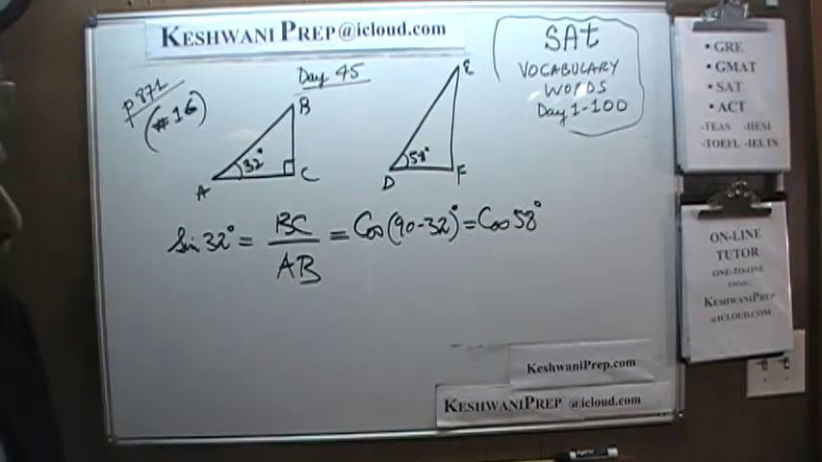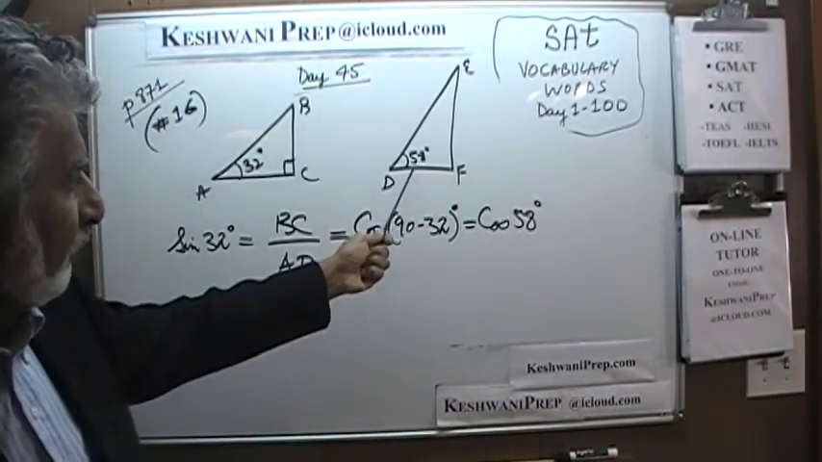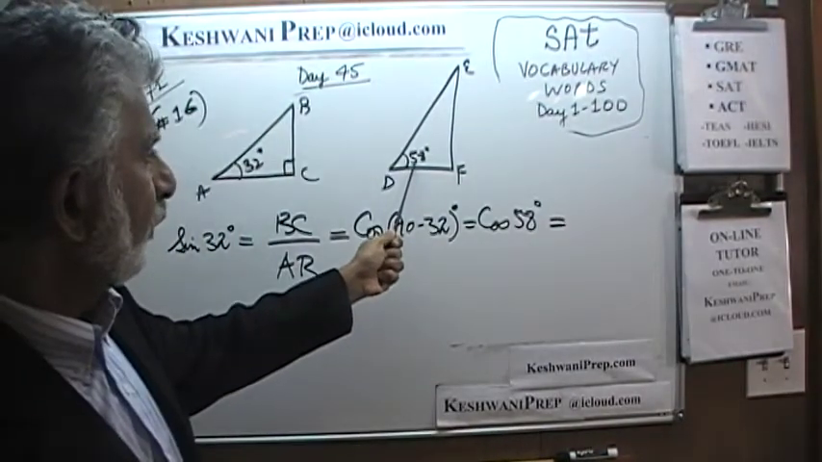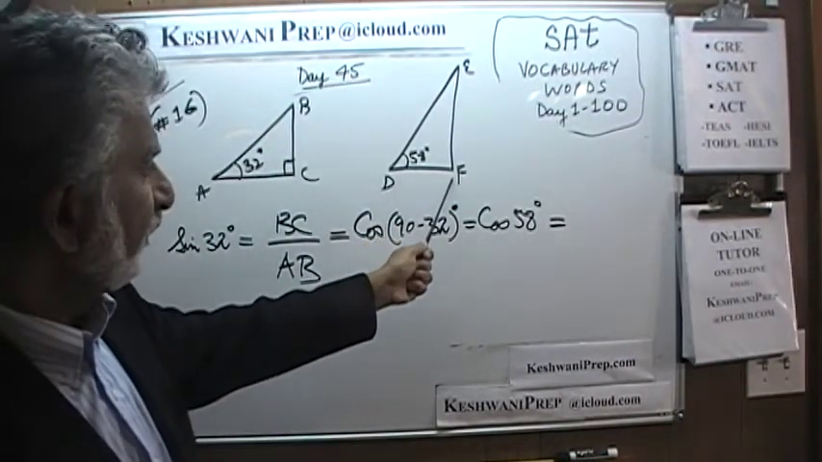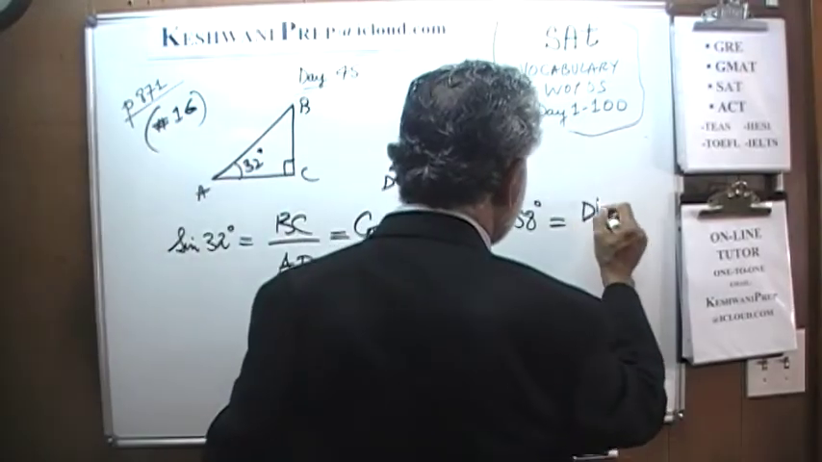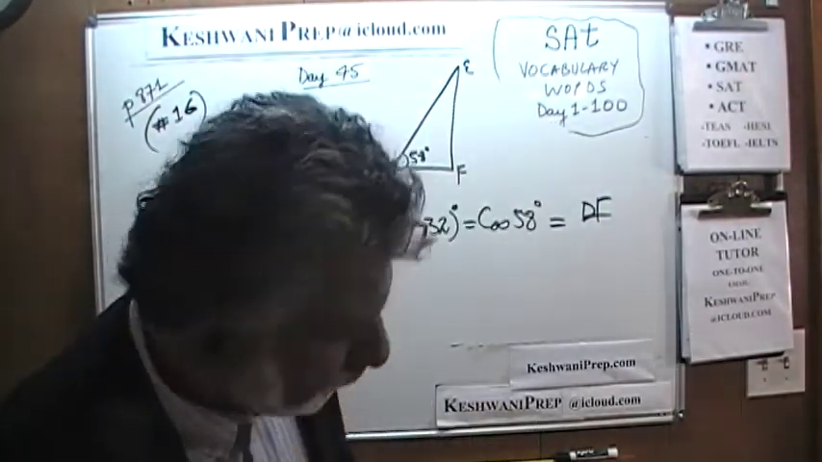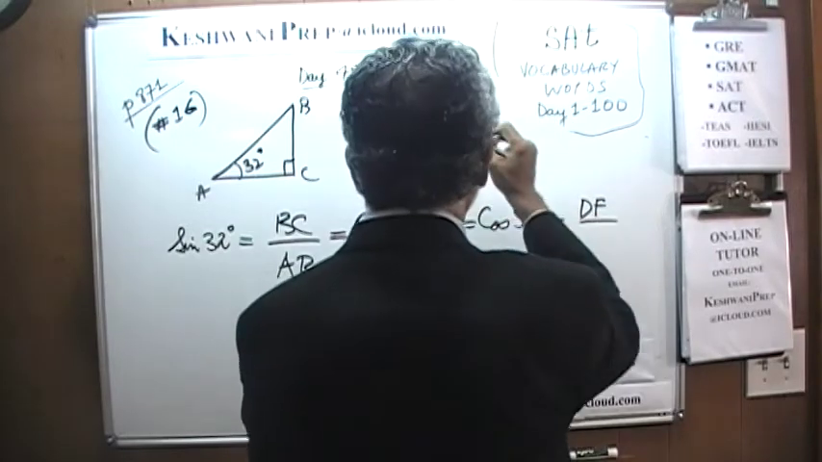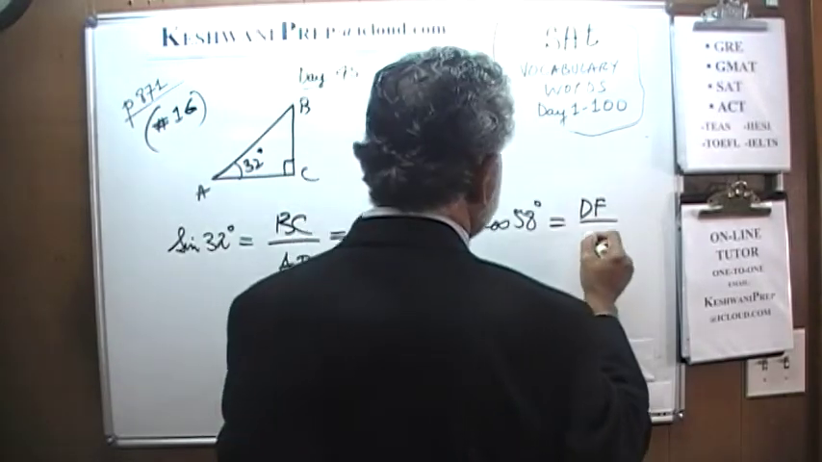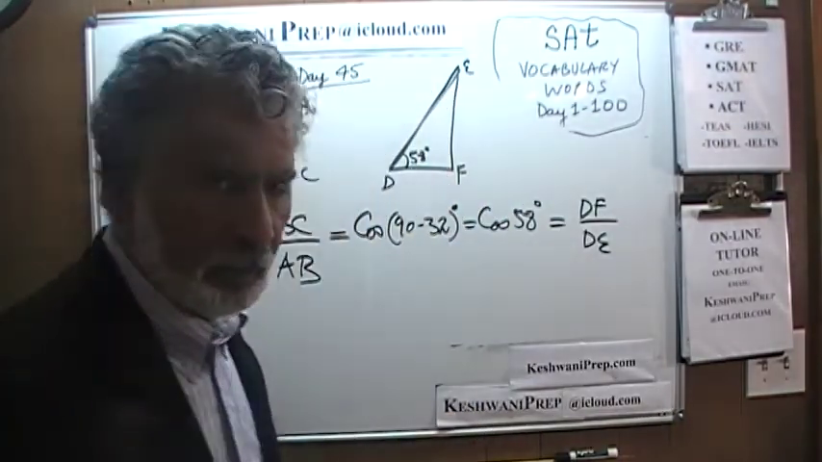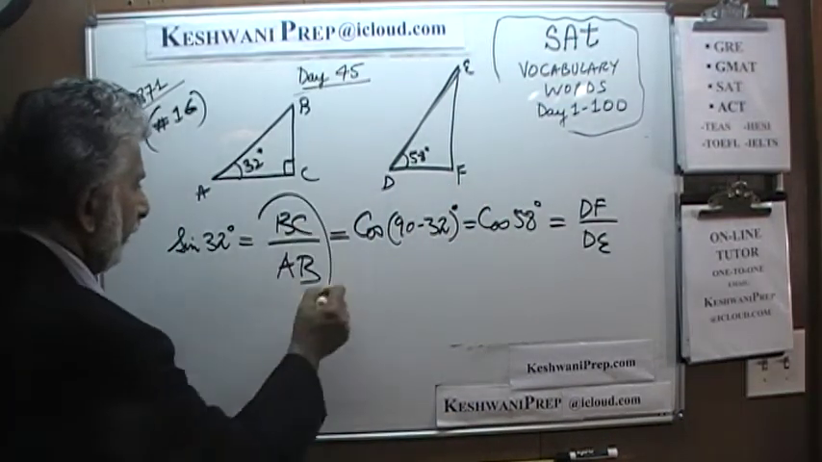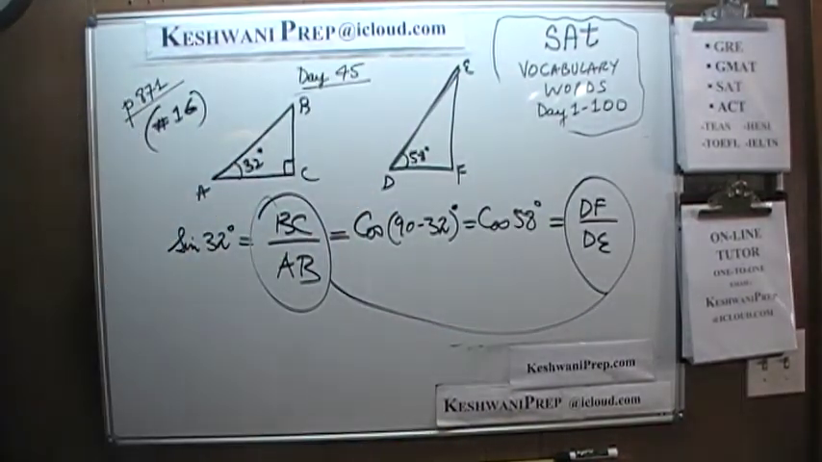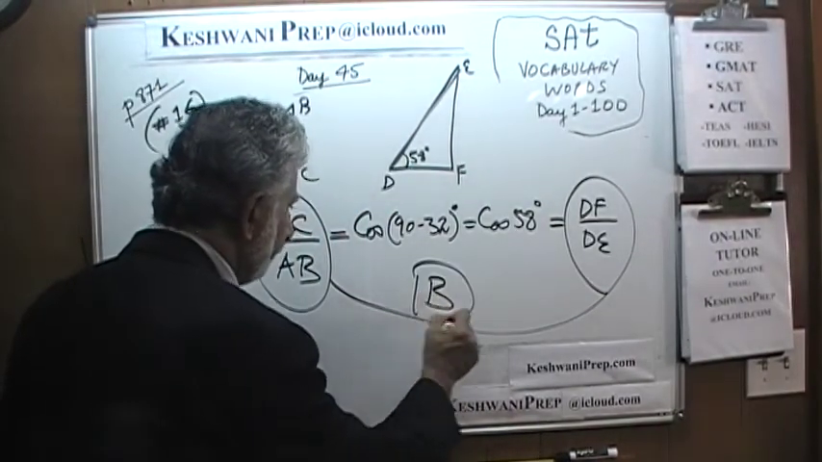And now we look at this triangle. What is cosine of 58 degrees? If you look at this triangle, the cosine of 58 degrees, we're dealing with 58, this is the adjacent, BF, over the hypotenuse, DE. There you go. We did it. This quantity equals this quantity. And that is answer choice B.